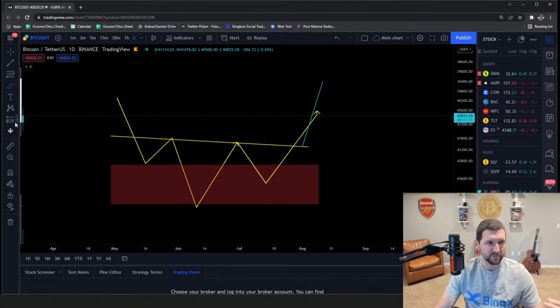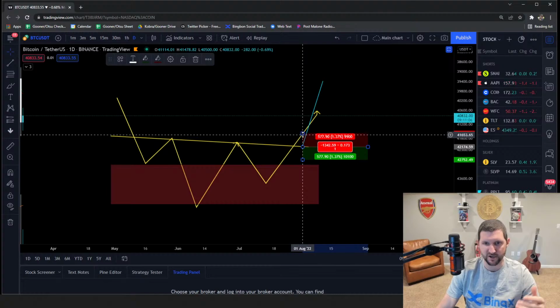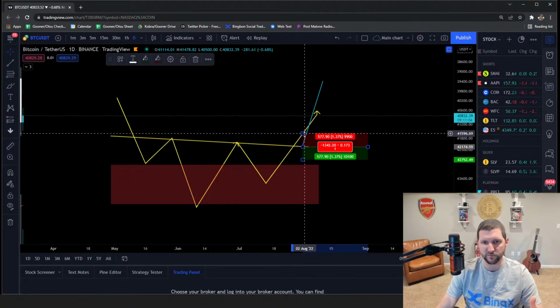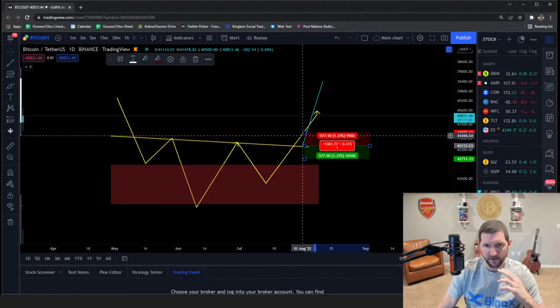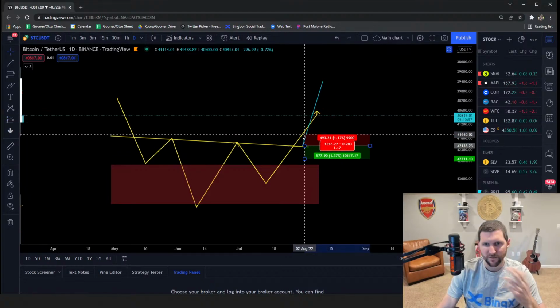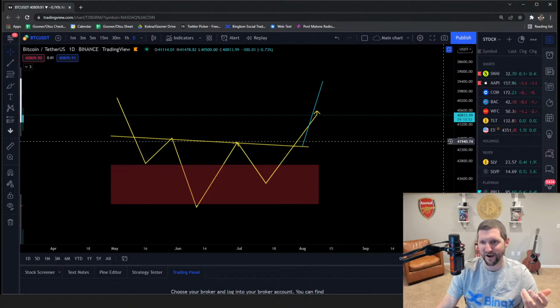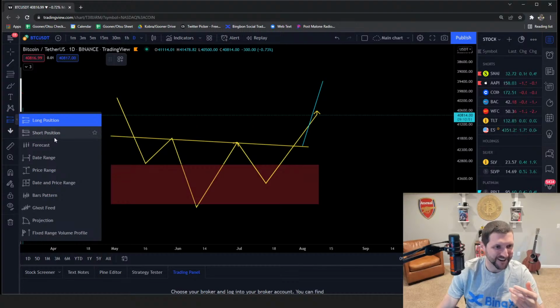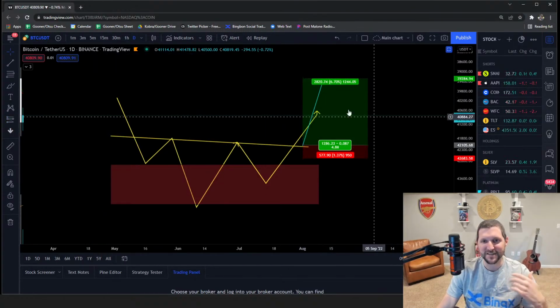Now, for trading purposes, you're going to long that resistance, or you're going to long at the retest. Oh, and I've got a short position here. Hold on. So you're going to long here. Why is it red? I'm inverted. Okay, hold on. I was so confused. Okay, so that's going to be your target.